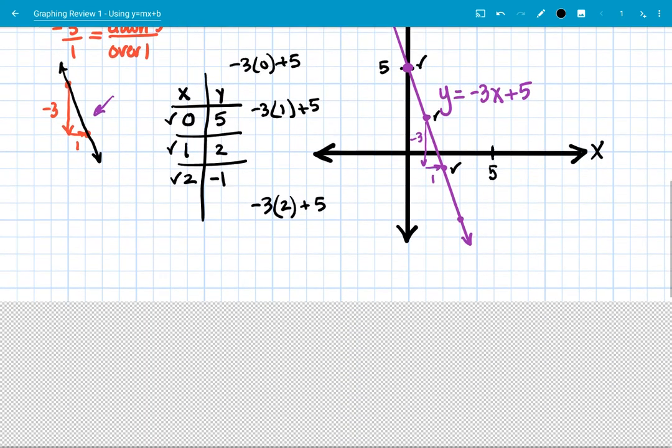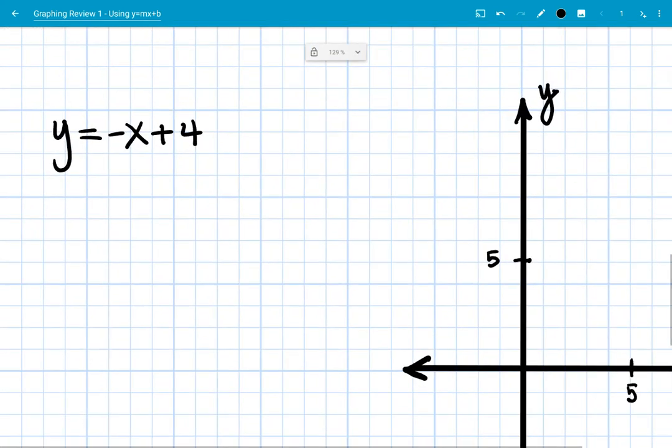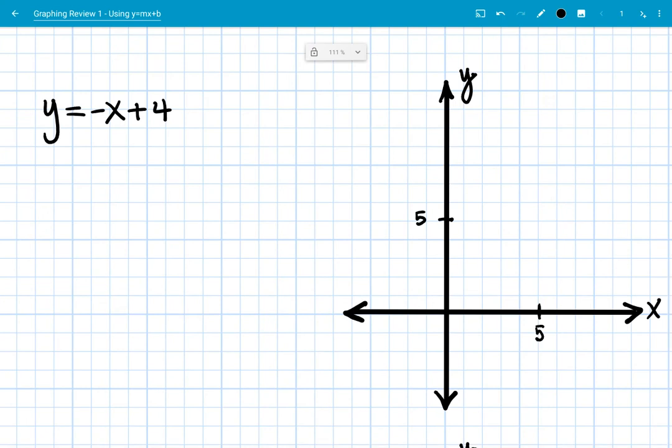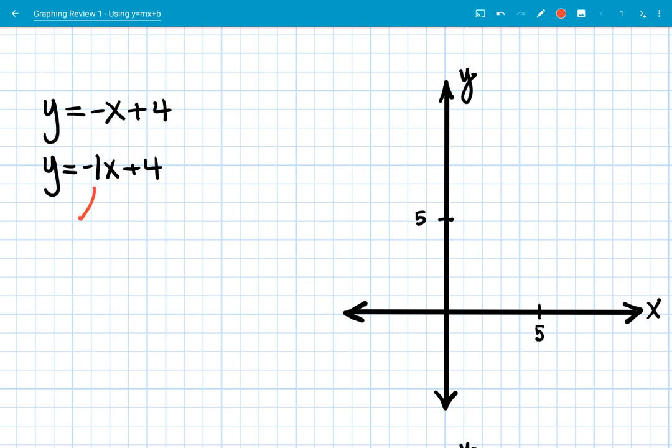Okay, one more. Maybe two, we'll see. Oh, this one's a little tricky. Because the first thing we need to think about is, well, in this equation, how many x's are there? Well, there's one x, so since it's negative, it's a negative 1x. So now, if I think of m, the growth rate, that's negative 1 over 1. And that's telling me down 1 because of the negative 1.